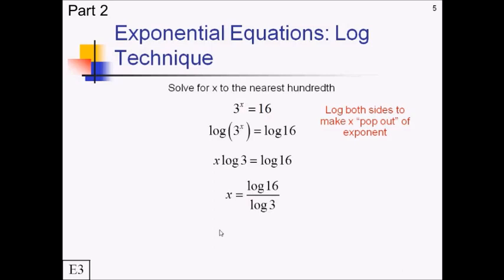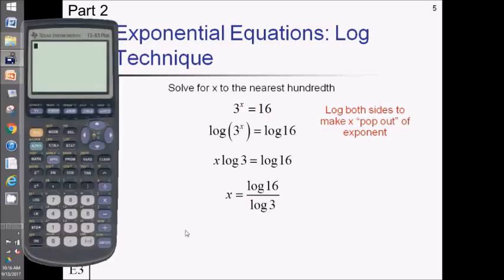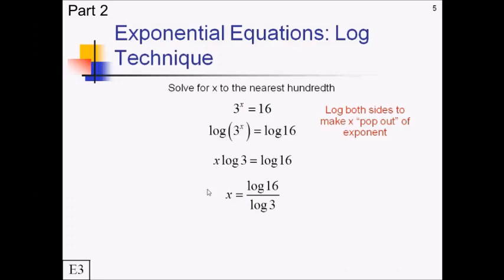For this, we are going to need the calculator. And I usually wait until I have x all by itself before I start plugging things in the calculator. That way I don't have to round off as I go and lose accuracy. So we've got log, here's our log button, log of 16, close the parentheses, divided by log of 3. And optional if you close that last one, equals, so there's our decimal. They said the nearest hundredth they want, so 2.52 is what we're rounding that off to.